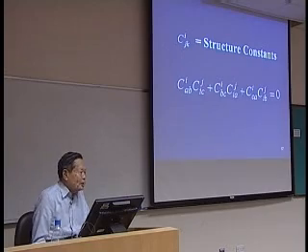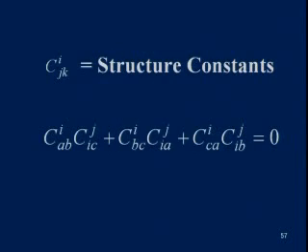Before Cartan, the concept of structure constant was already known. This equation was known. This equation determines the structure of a Lie group. The study of this is called Lie algebra, because this is an algebraic equation. And the study of Lie algebra and the study of Lie group are deeply related. This was already known before Cartan. But Cartan's great contribution was that he solved this equation.